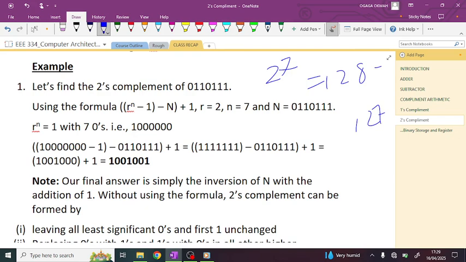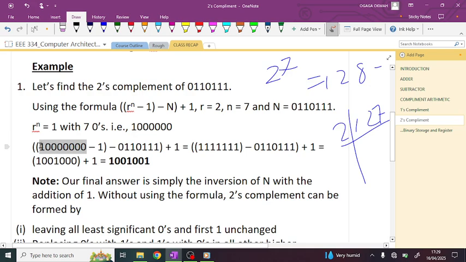Now convert this 127 to base 2, just like I did in the previous video. You are going to end at this number. Then when you subtract 1 from it, you land at this number, and then you minus this from it, you land at this number. And then you just add 1. So that's a simple way to look at it.